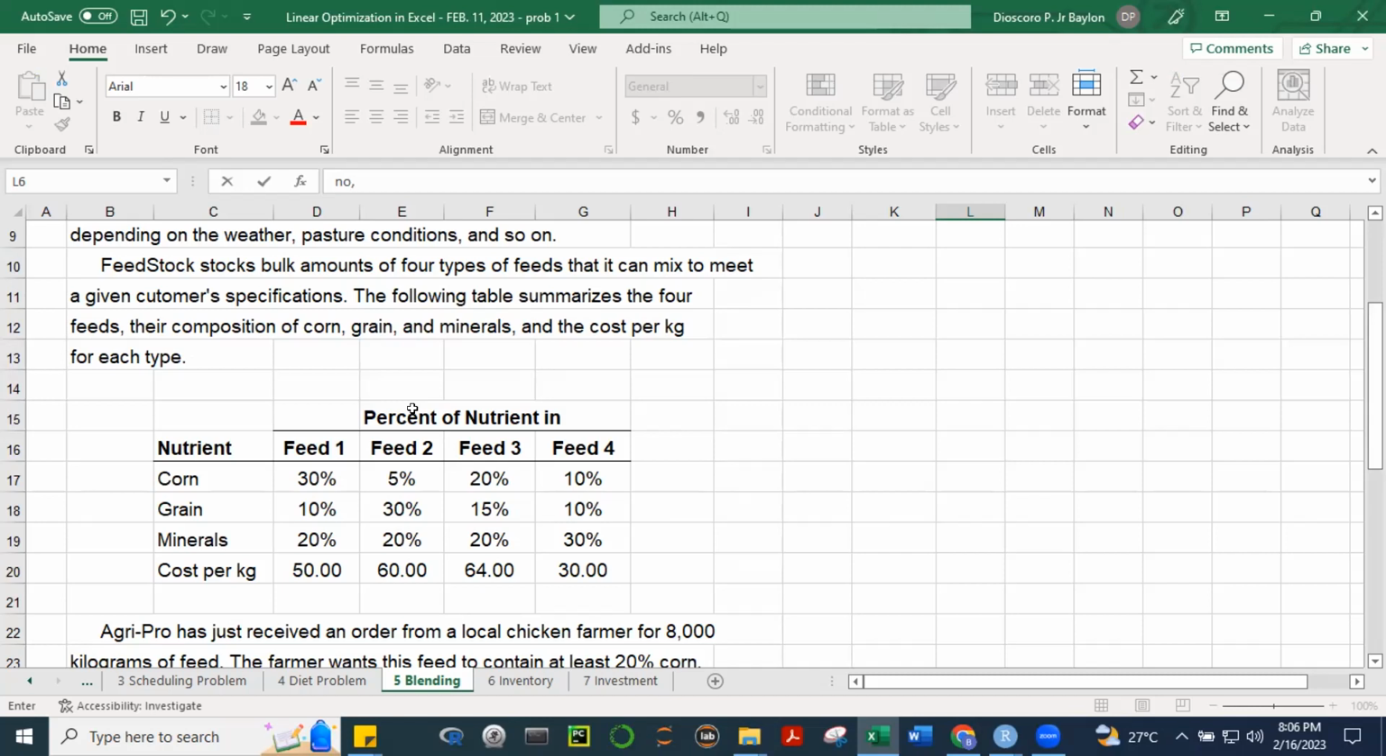I think this is percent of nutrient in feed 1. Okay, so this is percent, right? It looks like it's lacking. Percent of nutrient in feed 1, percent of nutrient. I think this is per kilogram. So 1 kilogram of feed 1 contains 30% corn, 10% grain, and 20% minerals, and the cost is 50 pesos. Okay, so this is also per kilogram.